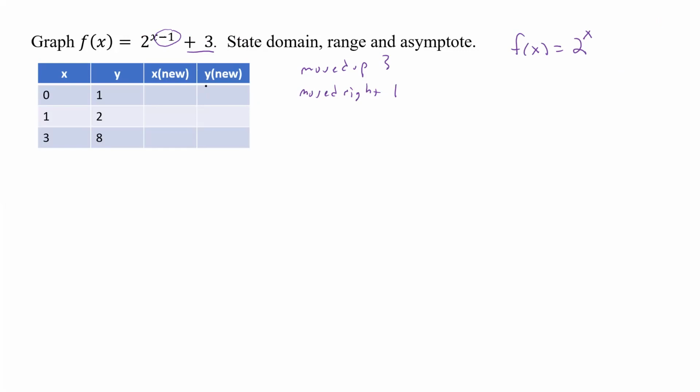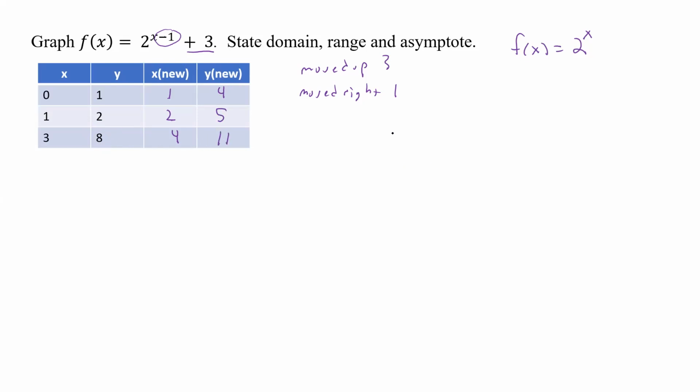So let's say our x's, what happens with x's? Well, it says we moved them right 1. So if we started at 0, our new one is 1. If we started at 1, our new one was 2. If we started at 3, our new one is 4. Now, if we started at 1 for y, we've moved up 3, so we're going to have now 4. If we started at 2 and we move up 3, we're at 5. And if we started at 8 and we moved up 3, we're now at 11.